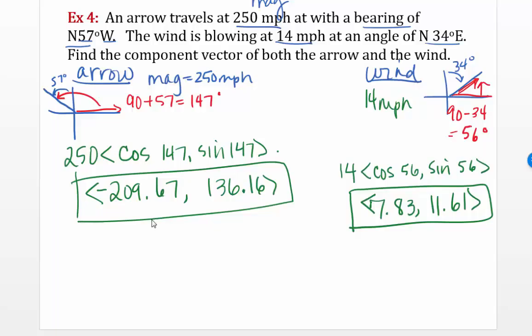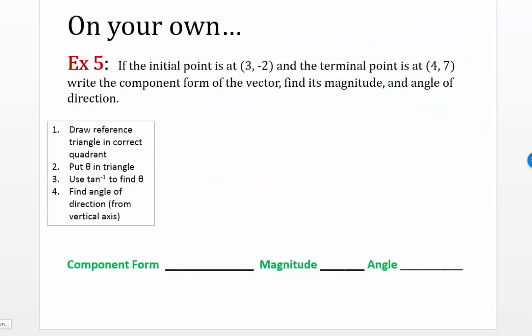I have a separate vector for the arrow and a separate vector for the wind. That's going to be important for where we're going tomorrow. You're going to have multiple vectors and we're going to put them together. But I want you to practice getting multiple vectors out today. Okay? Now, on your own, I want you to do this. If the initial point is that, terminal point is that, find the component form of the vector, its magnitude, and the angle. Okay? Try that out. Let's go back to example 2 if you don't remember. All right? Good luck, and we'll see you in class.